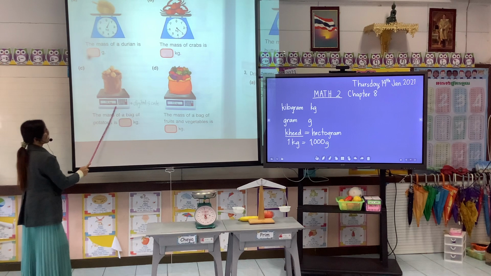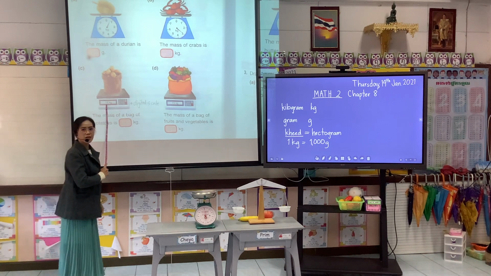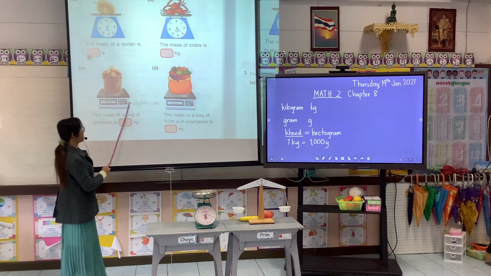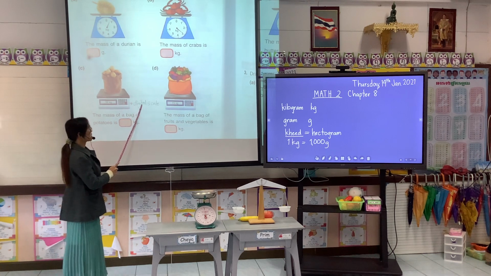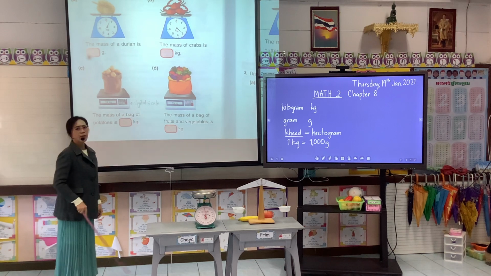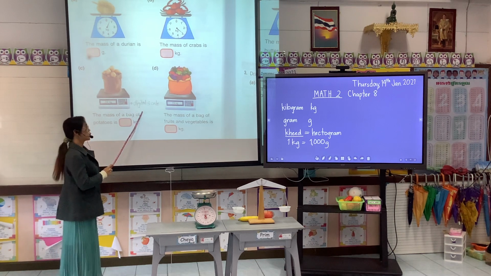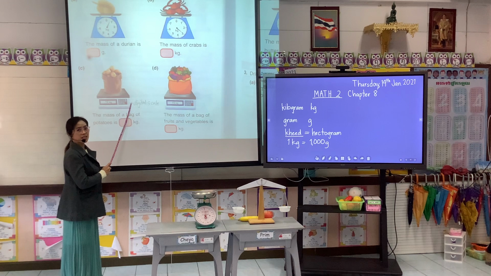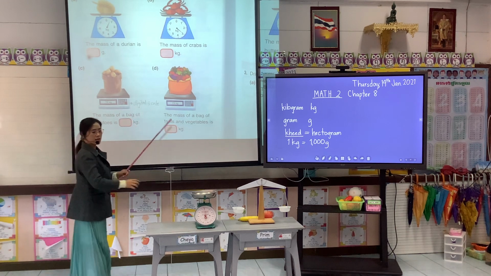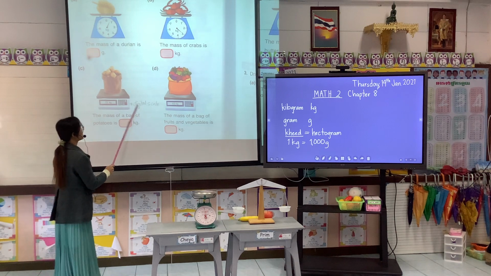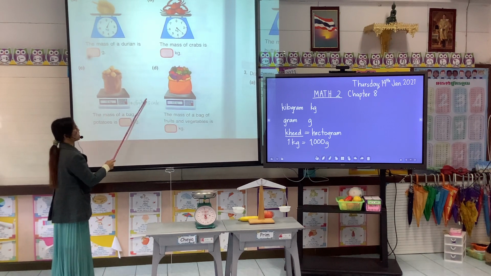Now, look at this. Maybe you are wondering, this is another weighing scale, which is what we call a digital scale. Where can we see a digital scale? We can see this at the supermarket, just like in Tesco, in Makro. We can see a digital scale at the market, or in our kitchen. So this one is a digital scale.